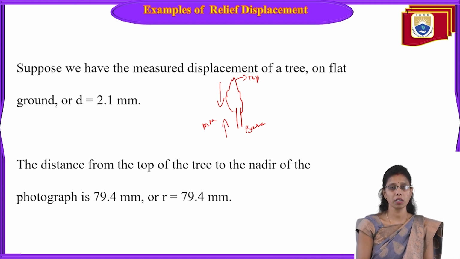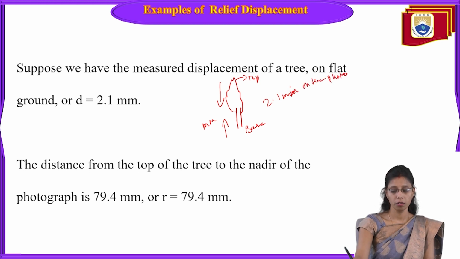Later, what we have to consider is, if 2.1 mm on the photo, this 2.1 mm can be 80 meters of height.